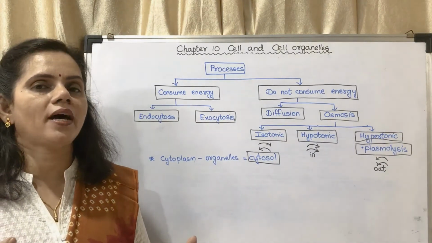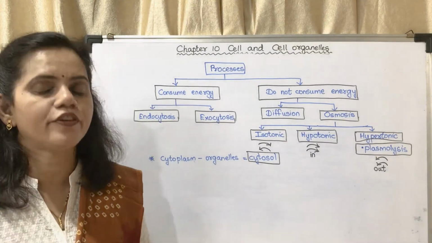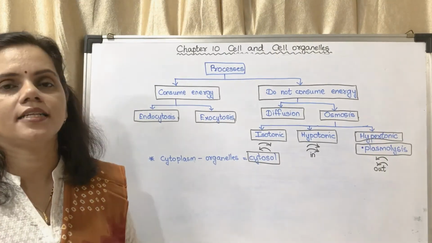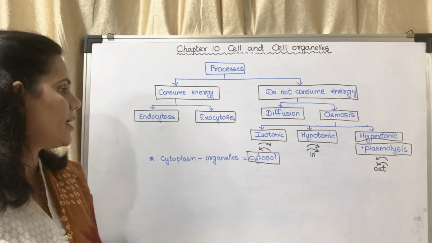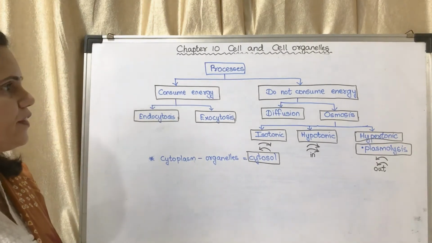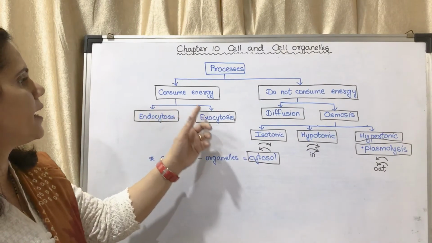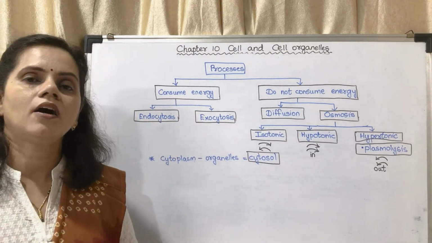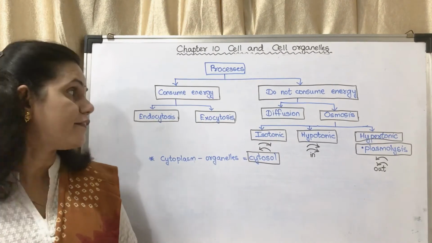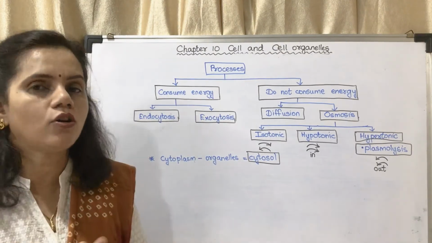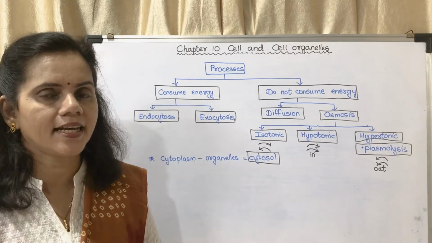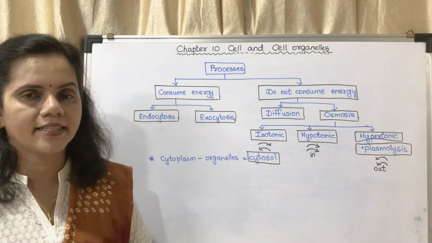It is the process by which any food particle, any substance, enters into the cell. Now the next one is exocytosis. During exocytosis, the waste materials are given out of the cell. The waste materials are present in excess inside the cell, and they are given outside the cell.